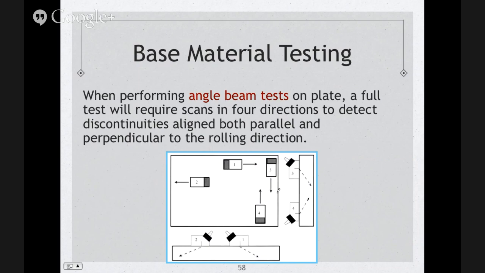So when performing angle beam test on plates, a full test will require scans in 4 directions, right? One coming this way, the other one going the opposite way, and then checking for flaws in this direction, and checking for flaws in this direction. So we're going to scan in those 4 directions to detect discontinuities aligned both parallel and perpendicular to the rolling direction, right? Rolling direction being a process in the manufacturing process of the material.